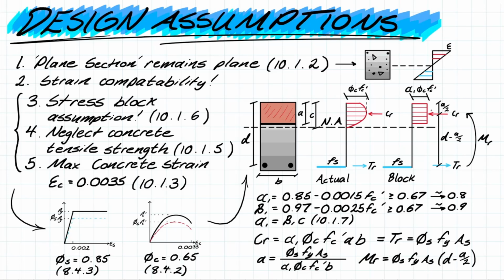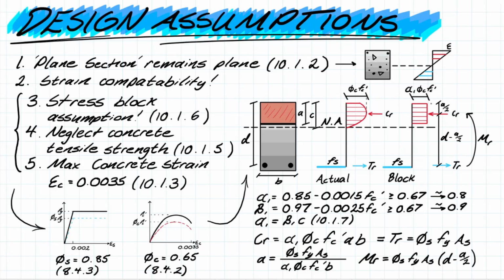And one of the important variables for this block is going to be this A value. And this A value is going to be the depth of this compression block with respect to the top compressive fiber. And this is slightly less than the C value, which is the depth from the top compressive fiber to your neutral axis. Why is that important? This is going to be important because we need to figure out what distance away that resultant compressive force is from our top compressive fiber.